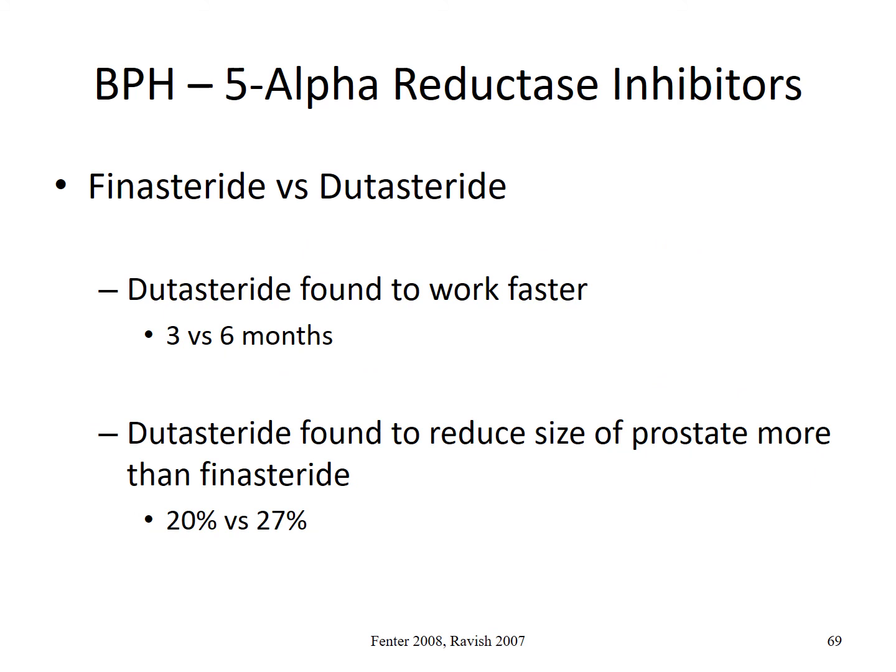As I mentioned, dutasteride works a bit faster. The brand name is Avodart, and it's the newer product, so a bit more expensive. There's also a little bit more reduction in prostate size, 27% in the studies. However, finasteride is also a fairly reliable product, reduces prostate size as well, and we have quite a bit more experience with finasteride because it's been around for many decades.